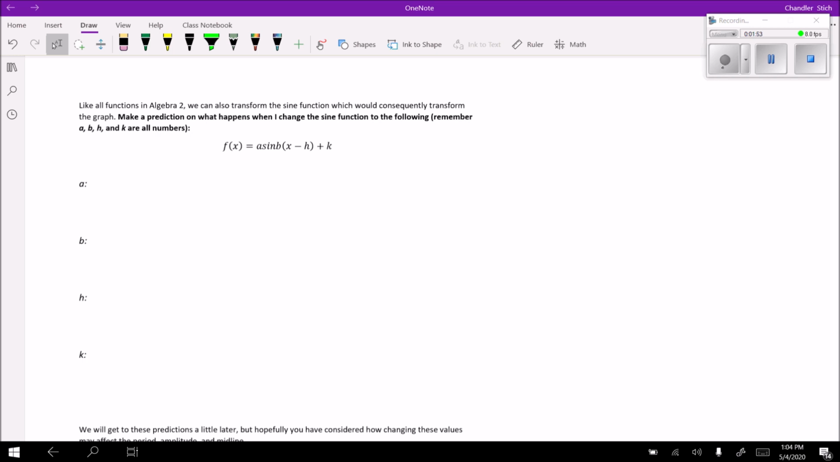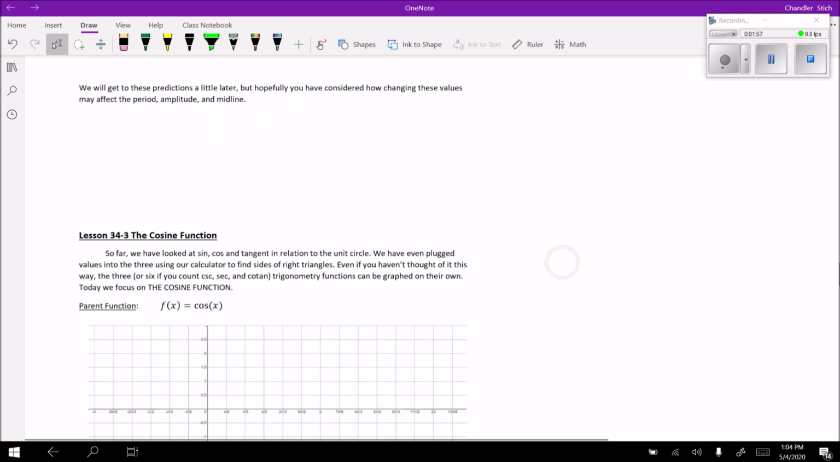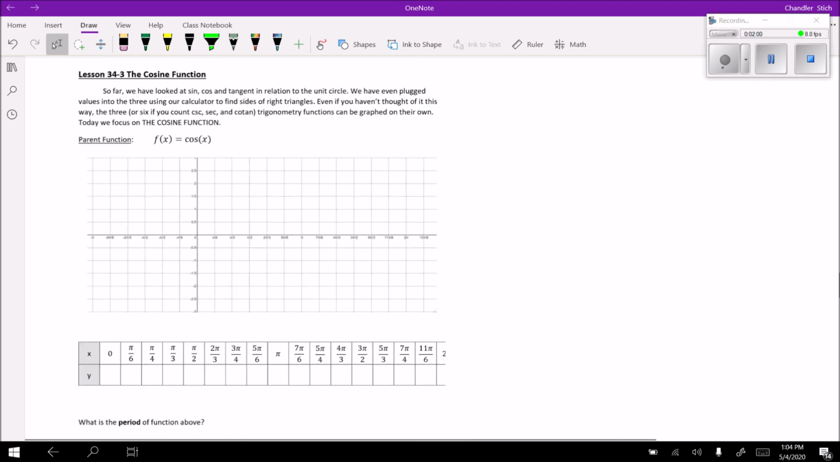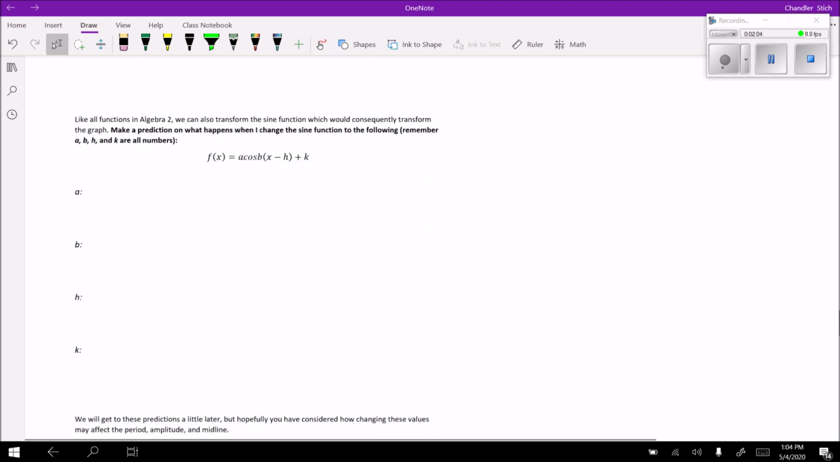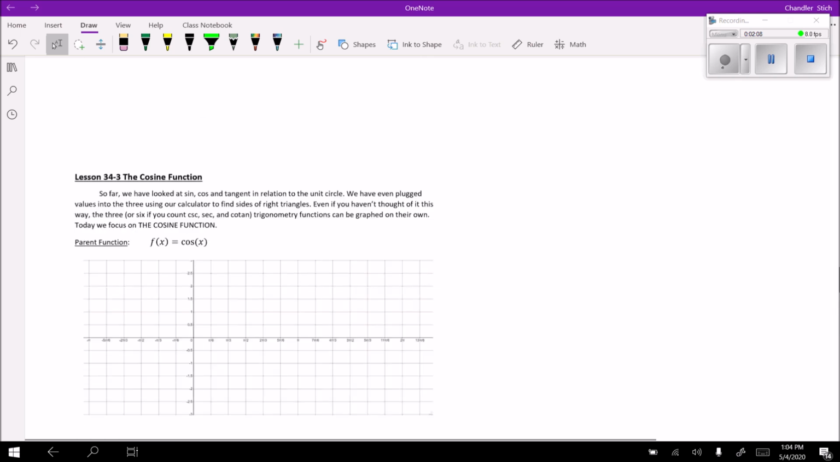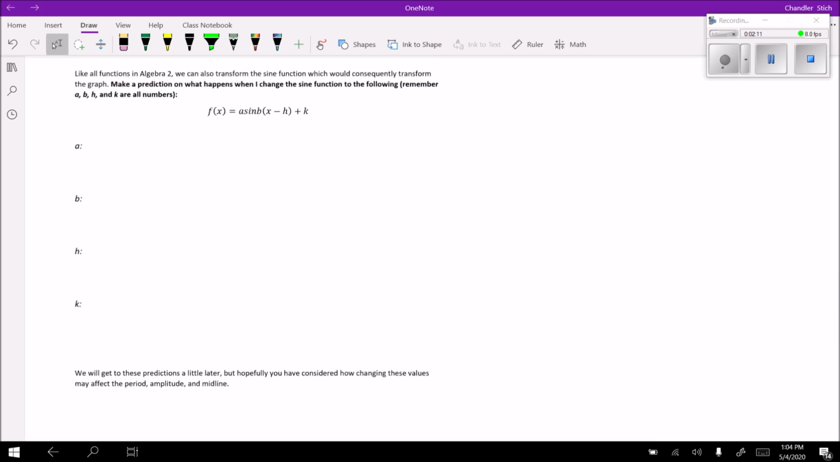All right, now we're going to get more into this at the end of the week, but I want you guys to predict here, and then tomorrow it's the same exact thing but the cosine function. So then go through the cosine function, predict what you think the cosine function will look like when you do the transformations, and then obviously we'll talk about the transformations on Friday.